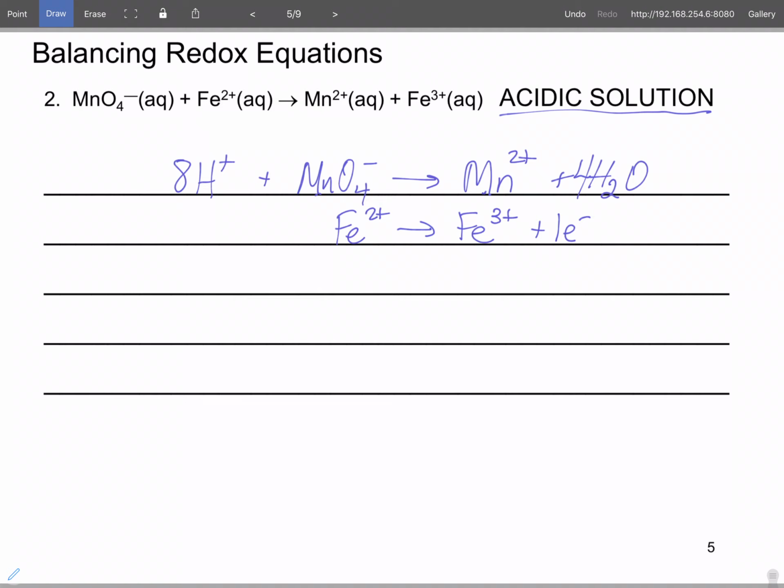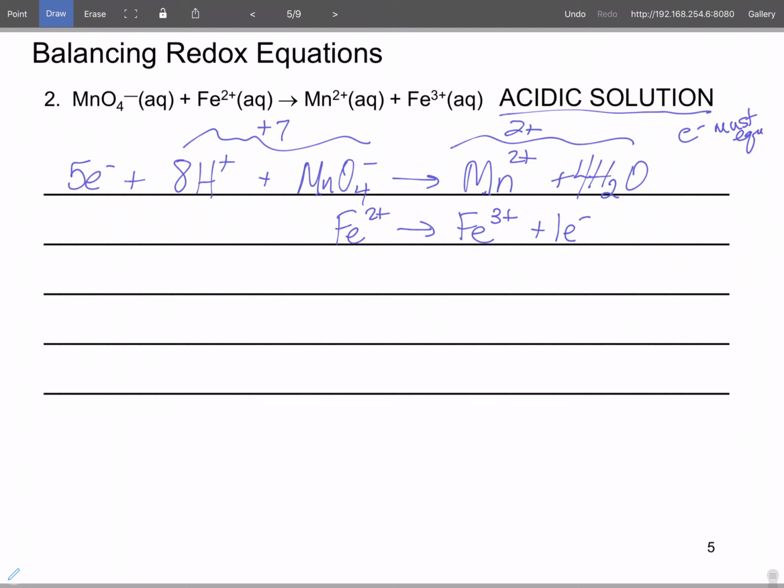Now I have to charge balance. So right now the total charge on this reactant side is plus 7. The total charge over here is 2+. So we have to make the 7+ equal 2+. The only thing we have left that we can add are electrons. So we're going to add 5 electrons to the reactant side because 5- plus 7+ gives me 2+. Okay, so now that means that when we go to combine the two reactions, the electrons must equal.